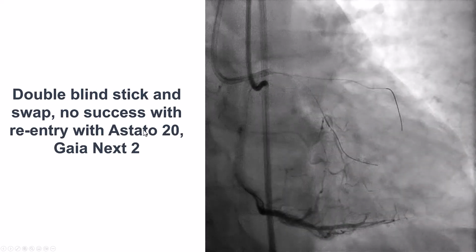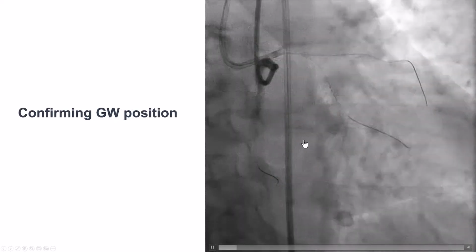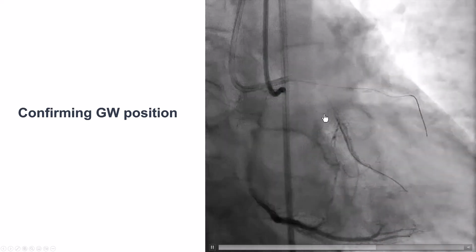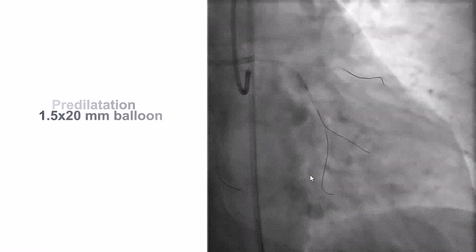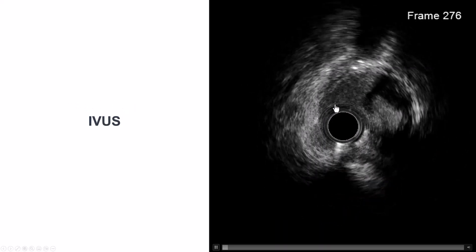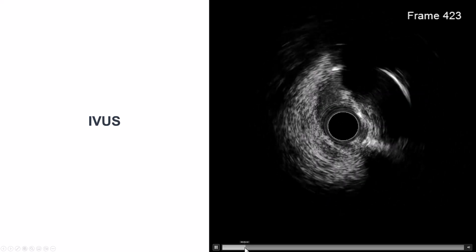We tried different guide wires, the Astato 20 for performing the stick and the Gaia X2. And then we did try a Pilot 200. And then, interestingly enough, the Pilot 200, which seems to be exiting not from the main side branch of the Stingray, did go into the true lumen as confirmed by contralateral injection. So we predilated, we put a wire in the more distal part of the vessel, and then we performed intravascular ultrasound, and we see that there is diffuse disease in the distal portion of the vessel.